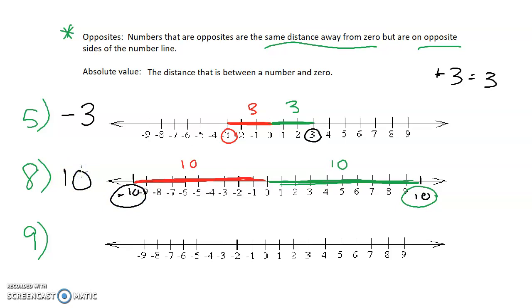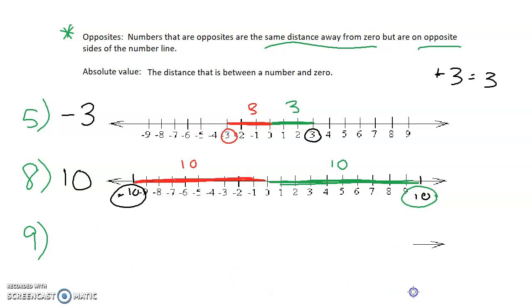Now number 9 is a little different. Number 9 deals with the sum of opposite numbers. If you recall some previous math vocabulary, the sum is the answer to an addition problem. So keep that in mind. It is asking for the sum of a number and its opposite.